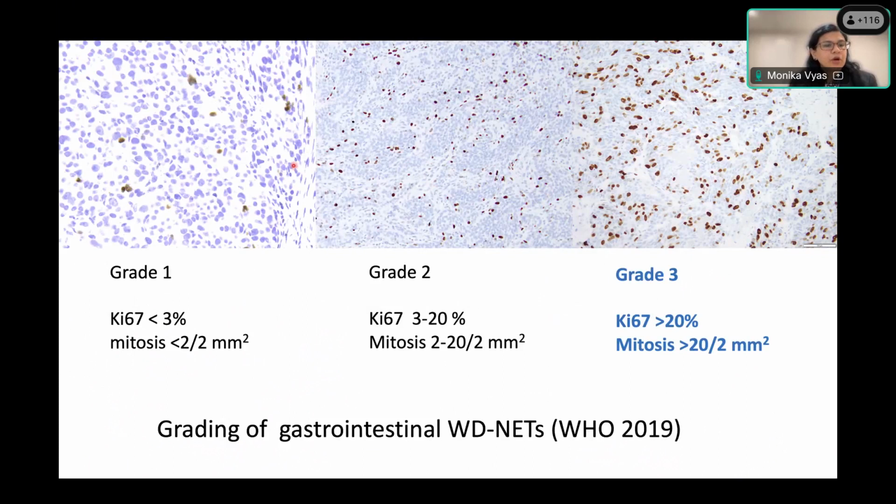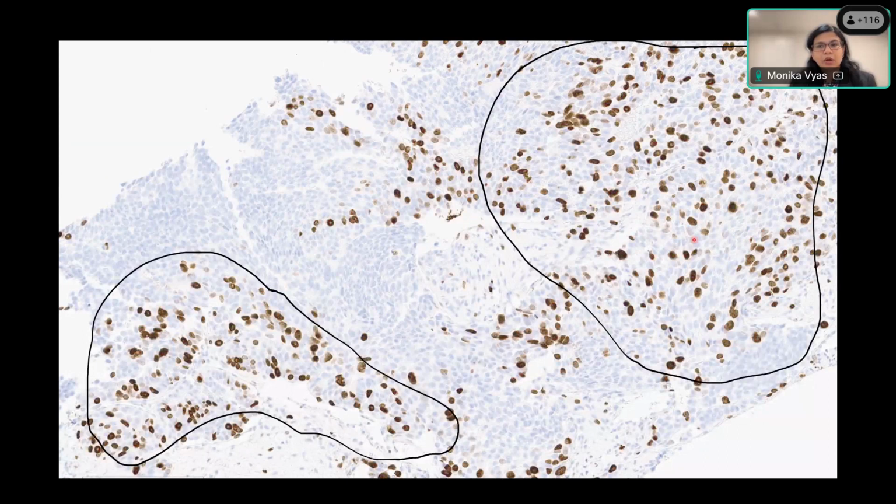So you would call it grade 1 if the Ki67 index is less than 3% and mitotic rate is less than 2 per 2 millimeter square. Grade 2 if it's between 3 to 20% and mitotic rate is between 2 to 20, and grade 3 if the Ki67 is more than 20% and mitotic rate is more than 20 per 2 millimeter square. And then here's an example of how you look for hotspots.